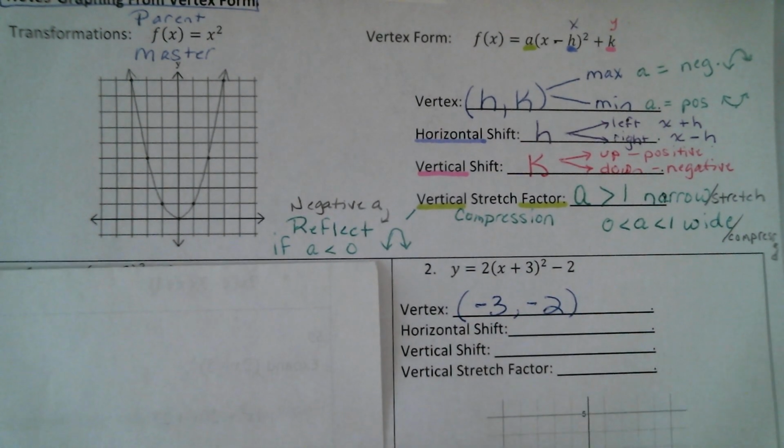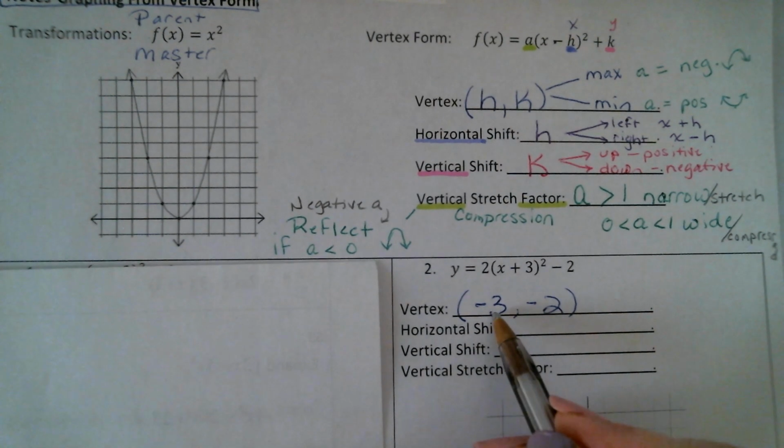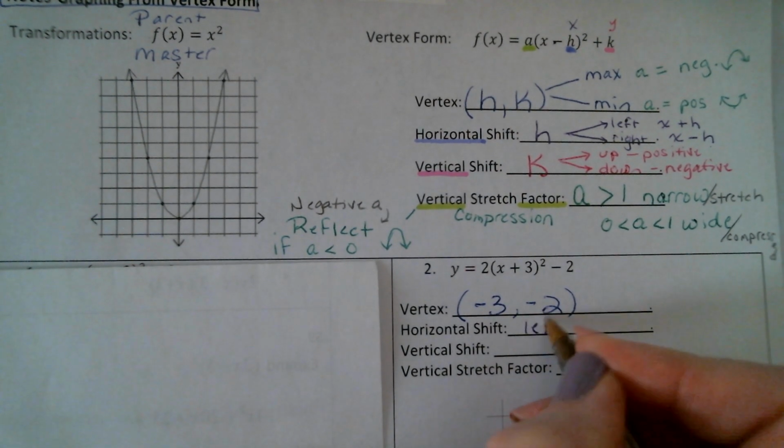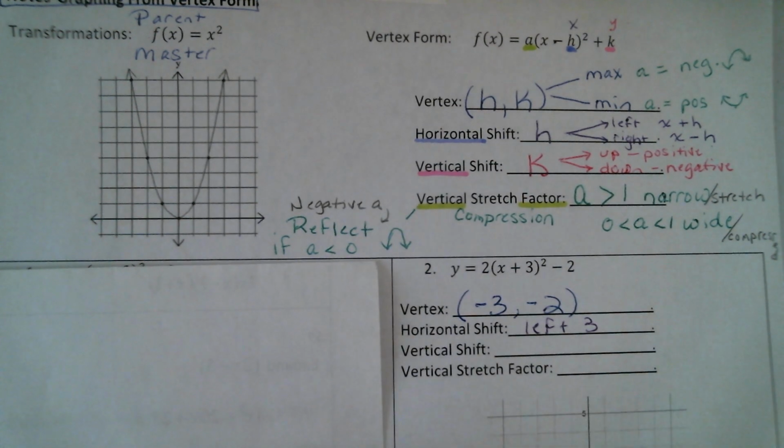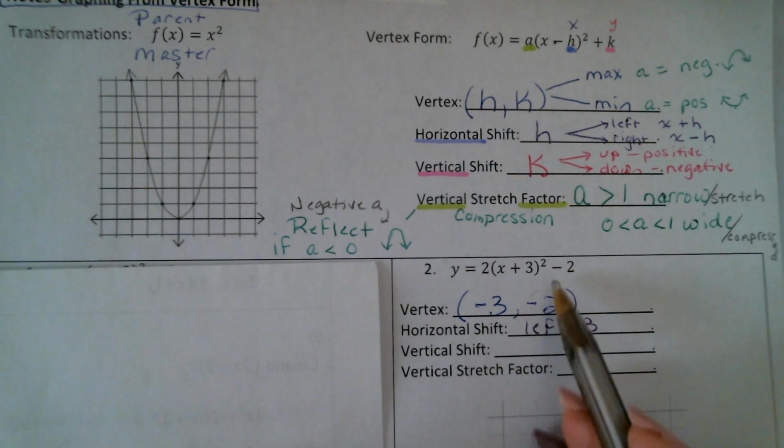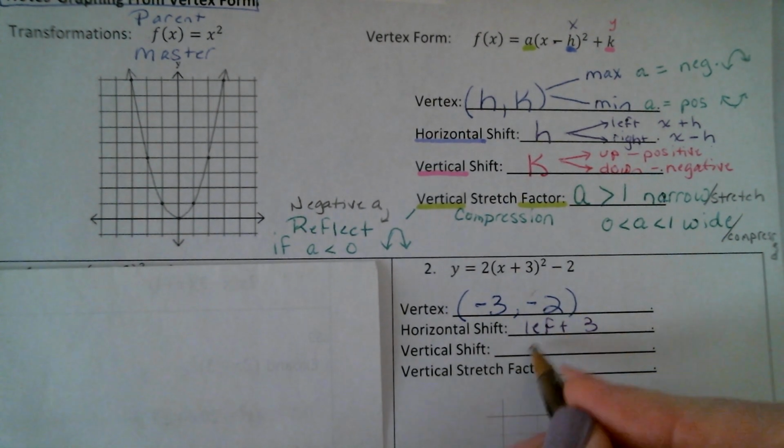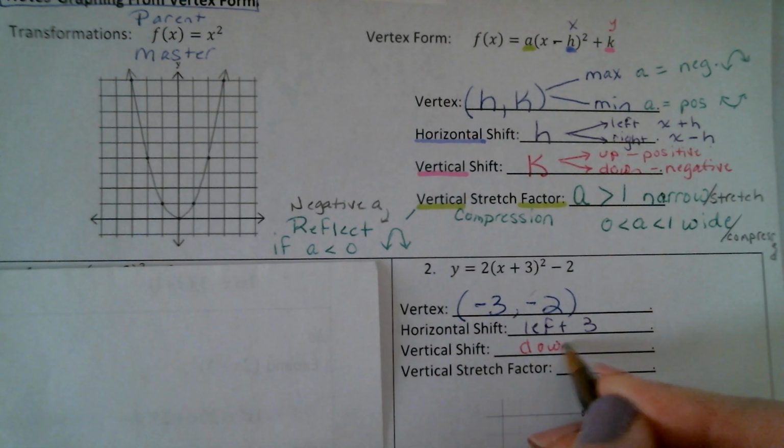Okay. Well, what does that tell me about how it's moved? The horizontal, remember, has to do with left or right, and so because we went -3, we went left 3. And the h, or I'm sorry, the k value, that is like the y of the vertex, so it tells me if we went up or down. And since it's negative, we're going down 2.